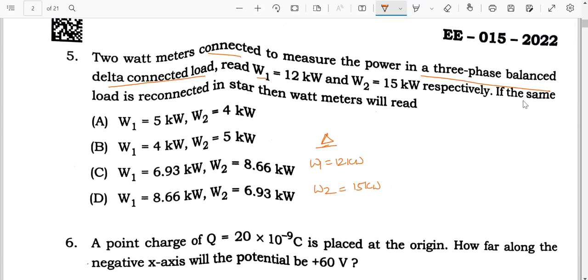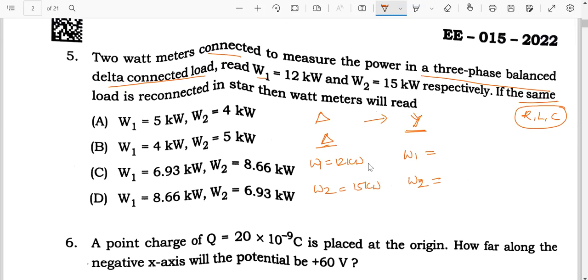Now, if the same load, meaning all the same components, whether R, L or C, is used again, and I just convert this delta network into a star network, what is the value of W1 and W2 in this star network? What will the wattmeter readings of W1 and W2 be?